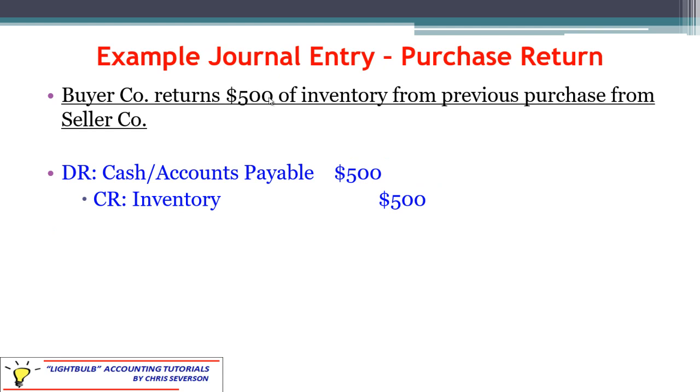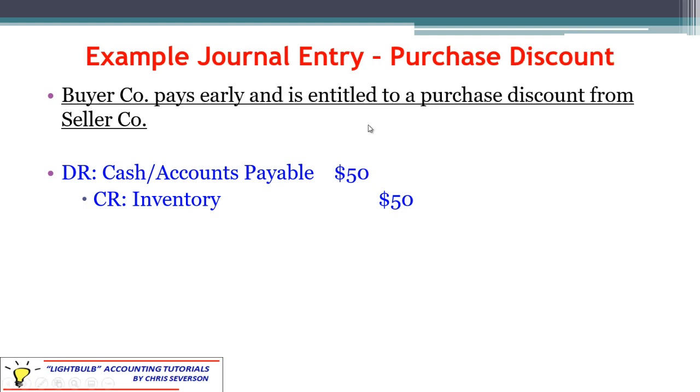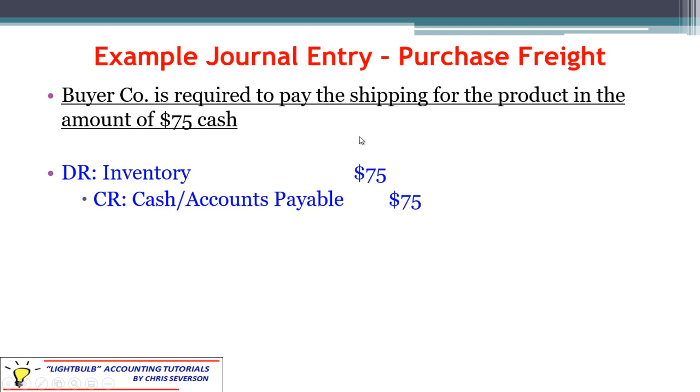If we return inventory, we would debit cash or mostly accounts payable for 500, and we would credit inventory to reduce it by 500. And if we had a discount, it would be the same as before. We would debit accounts payable for 50, credit inventory this time for 50 instead of that separate purchase discount account. Now for purchase freight, again, the same pattern holds true. We're actually debiting inventory to put that freight cost directly in there, and we'd be crediting, in this case, cash because we paid cash.